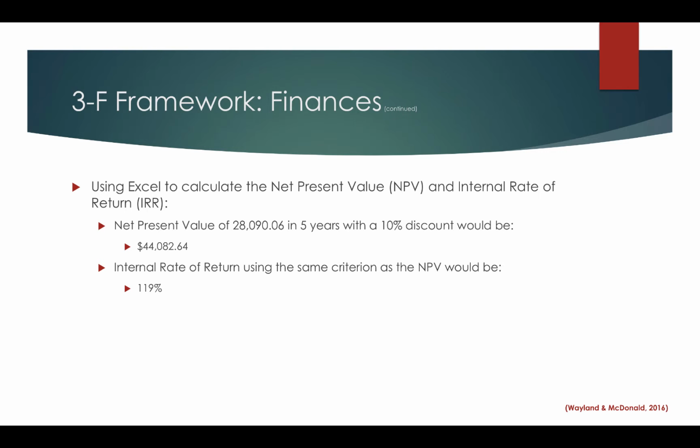Based on this savings information of $28,090.06 each year, and with the use of Microsoft Excel, we could extrapolate a net present value of $44,082.64 over the next 5 years. This calculation is assuming no salary or staffing changes and a 10% discount rate. Using the same information, the internal rate of return would be calculated as 119%. Both these projections show purchasing this equipment makes financial sense.